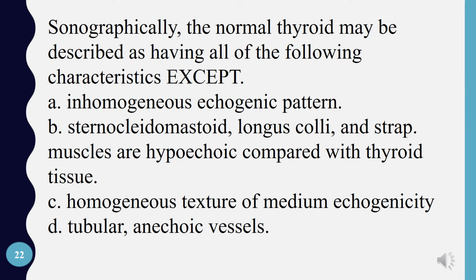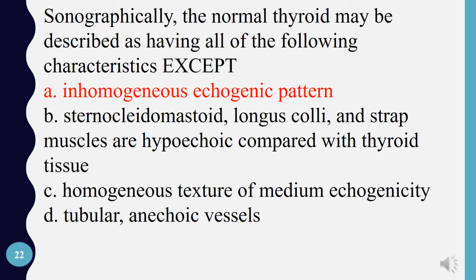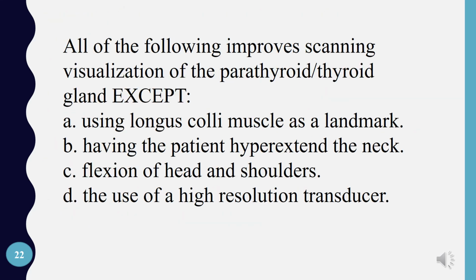Sonographically, the normal thyroid may be described as having all of the following characteristics except A. Inhomogeneous echogenic pattern. B. Sternocleidomastoid, longus colli, and strap muscles are hypoechoic compared with thyroid tissue. C. Homogeneous texture of medium echogenicity. D. Tubular, anechoic vessels. The answer is A. Inhomogeneous echogenic pattern.